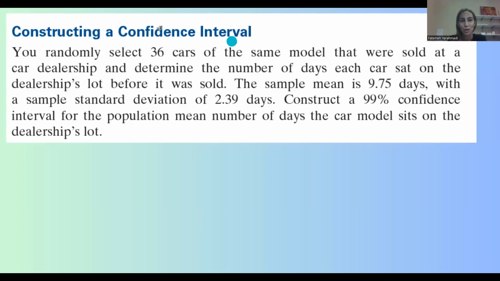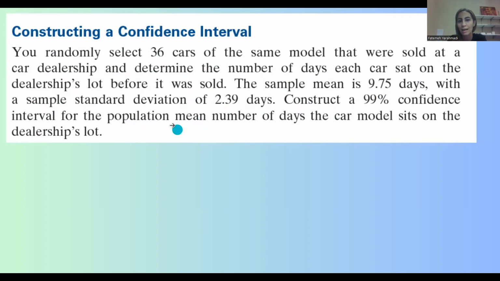Constructing a confidence interval. You randomly select 36 cars of the same model that were sold at a car dealership and determine the number of days each car sat on the dealership's lot before it was sold. The sample mean is 9.75 days, about 10 days, with a sample standard deviation of 2.39 days. The question says, construct a 99% confidence interval for the population mean.